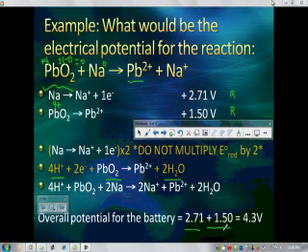Why did I add it? Because we can't have 2 reductions at the same time. And this is reduction. We want to go backwards, because this was not our reducer. The other one's a better reducer. So this is going to be an oxidizer, and we have to reverse it. So instead of a positive 1.5, it's a negative.